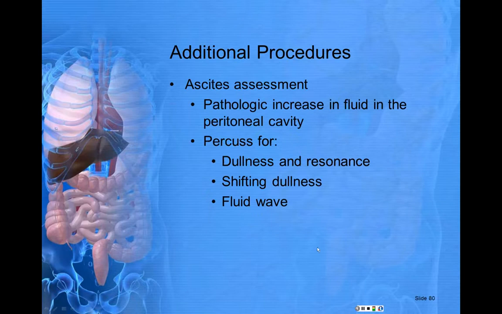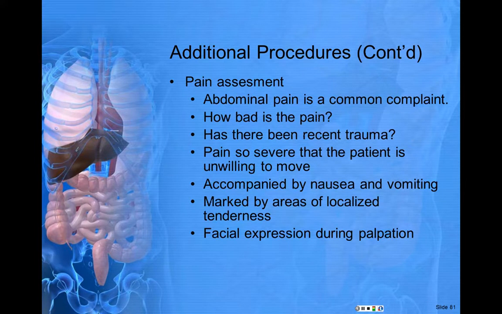All right. Some additional procedures that you may use at various times is to evaluate for ascites. Ascites is a pathological increase in fluid in the peritoneal cavity. You're going to be percussing for dullness and resonance, shifting dullness, and fluid wave. And in your textbook, there's a really good picture of the fluid wave assessment.